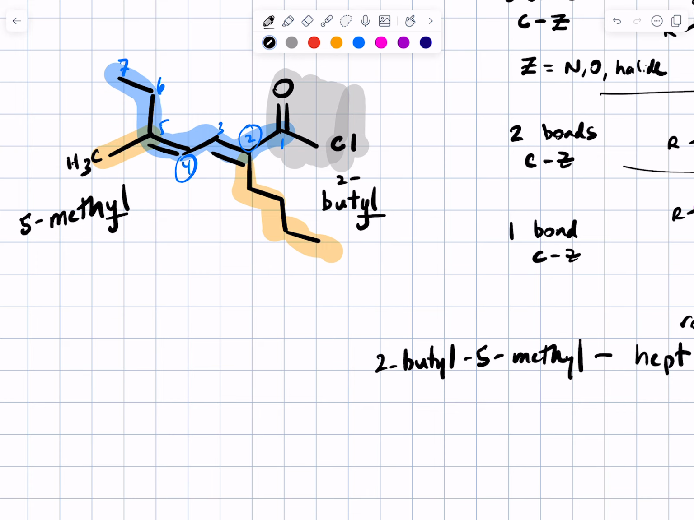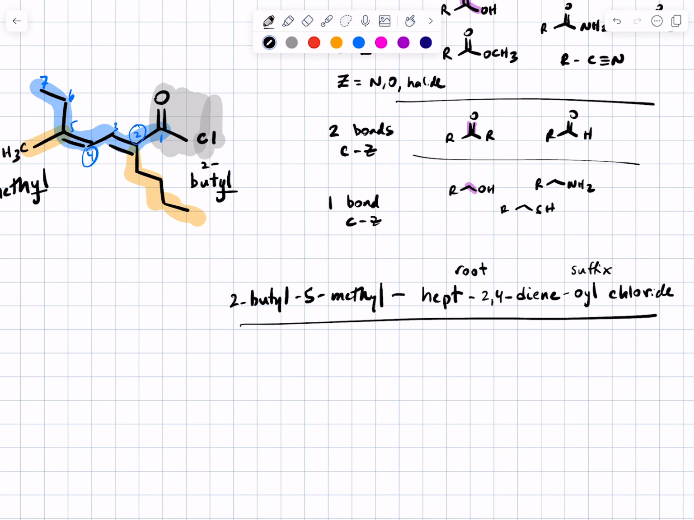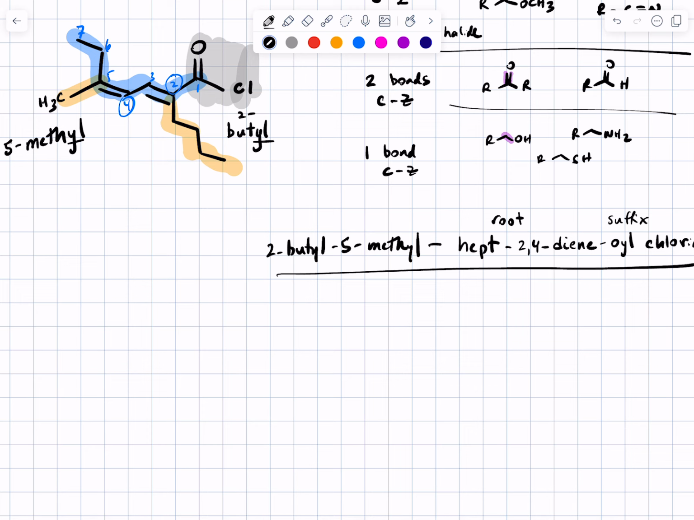But the reason we are not done yet is because this name does not unambiguously specify this molecule. We talked about this last time. You have to say what the E and Z configuration is. If you don't, the name that we just did also works for this compound. And those are 2 different compounds.